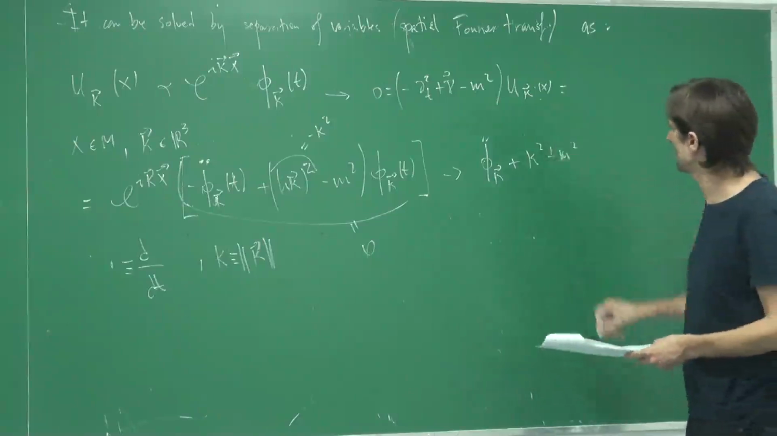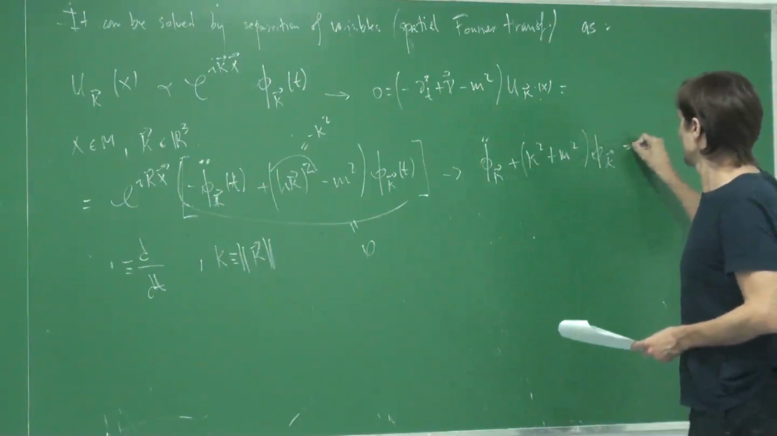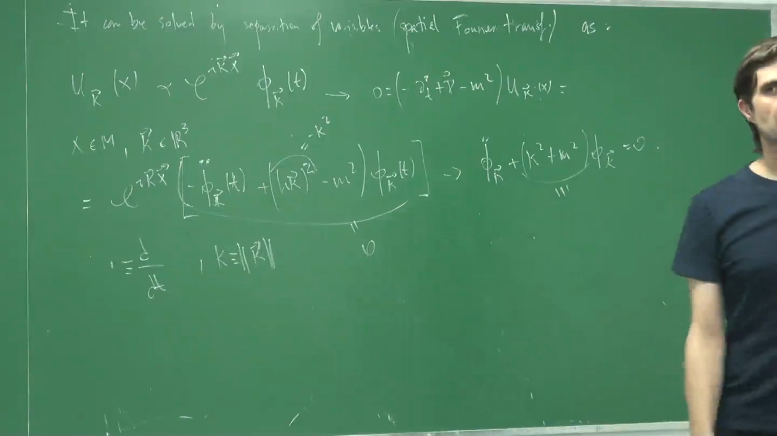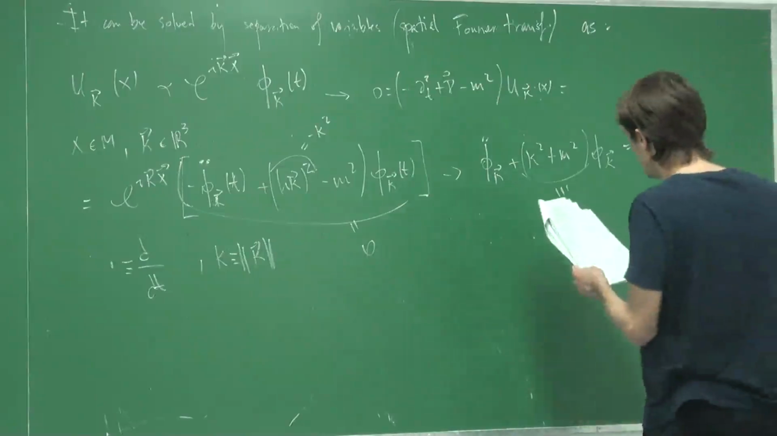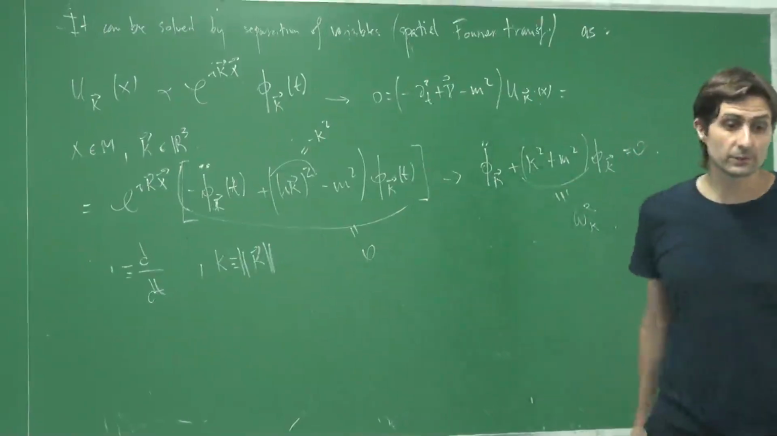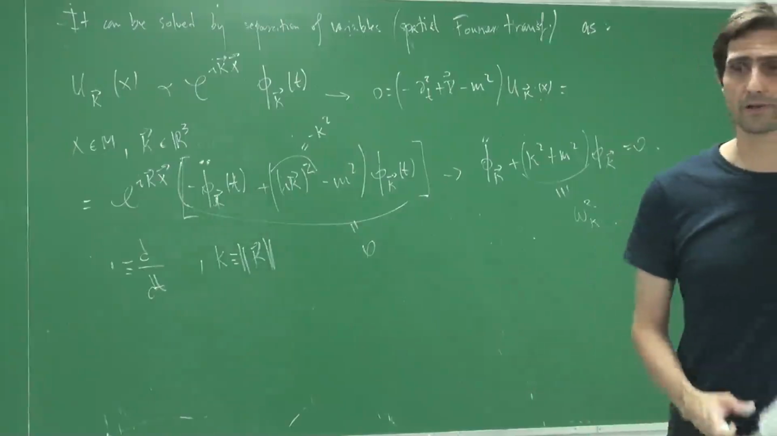Plus m squared for phi k equal to 0. And let's denote this by omega k squared. Why do we denote it like that? There's just a simple harmonic oscillator equation.